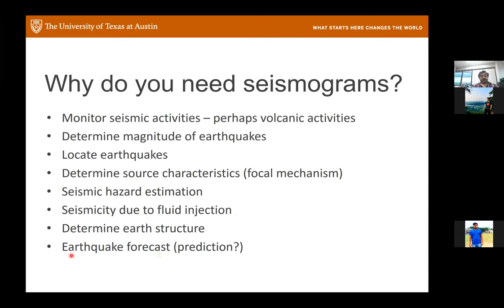And we also study a lot of these seismograms to come up with some scheme for forecasting earthquakes. And note that I do not say prediction deliberately, because predicting earthquakes is something that has not been achieved. A lot of people claim that they are able to predict earthquakes, but I don't think there's a lot of credibility in there. But there are ways you can forecast earthquakes by continuously monitoring a particular area that is prone to earthquakes.